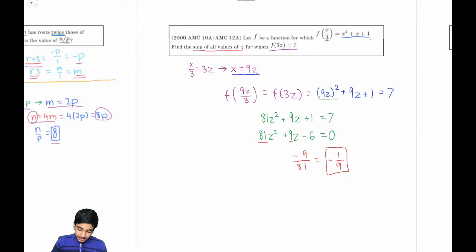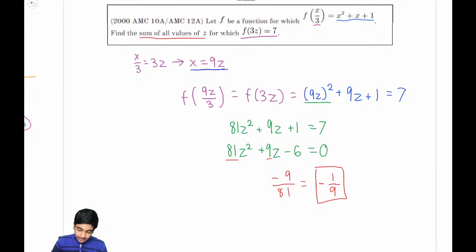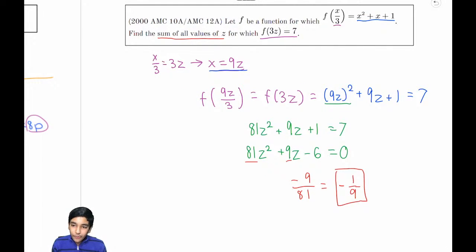And just to summarize the key steps that we did: we know that f of 3z is 7. So of course, we want to use this fact somehow. We want to somehow plug in 3z into our equation here. So if we let x equal 9z, then we get f of 3z, or f of 9z over 3, is going to be this expression, which is 7. And then we can just do basic Vieta stuff like we always do and get our answer.